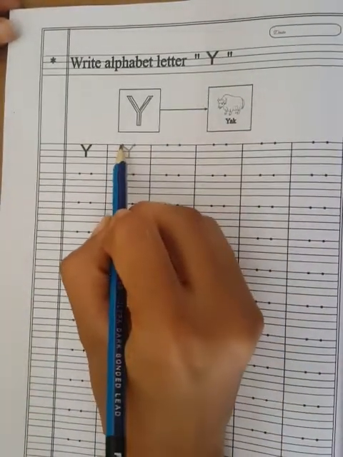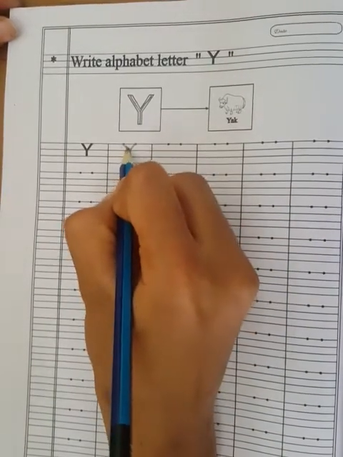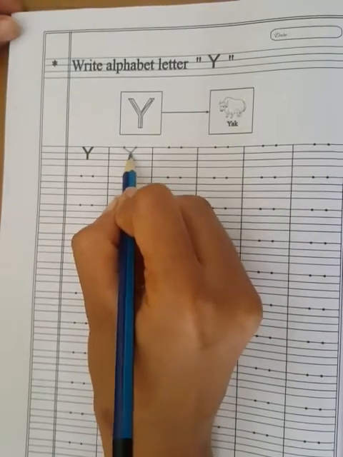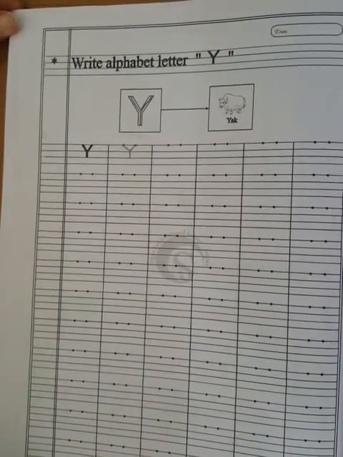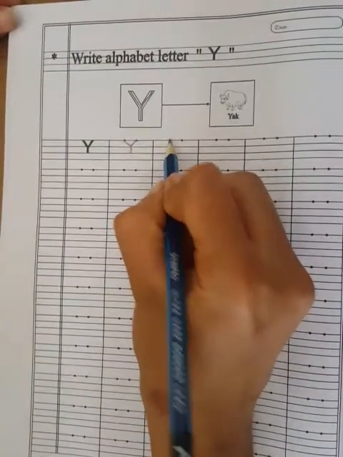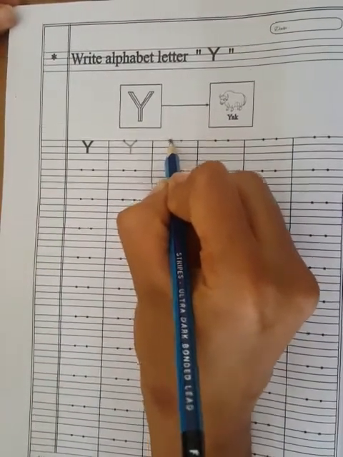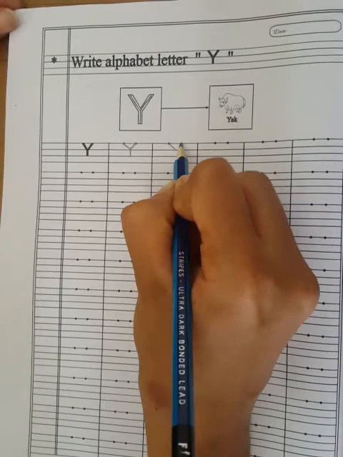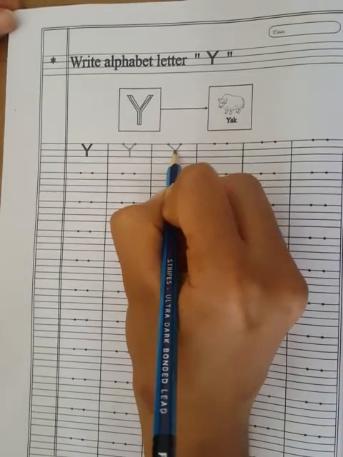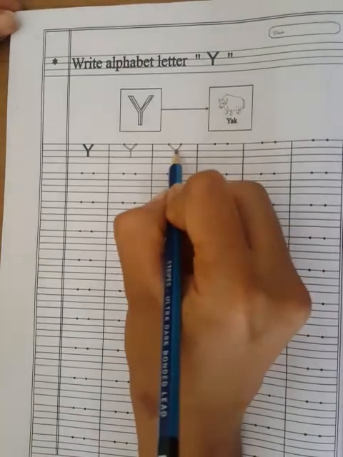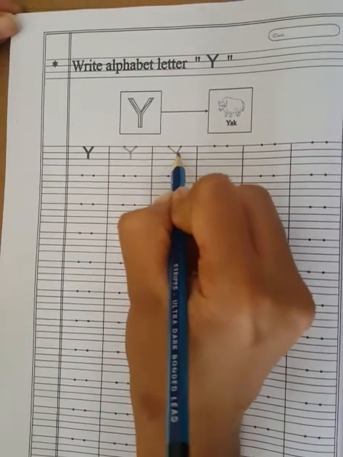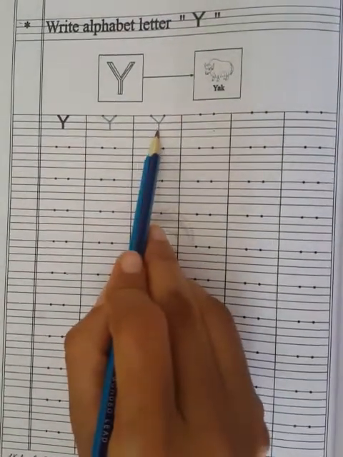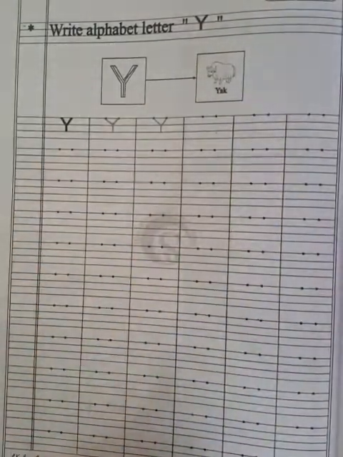See children, first you have to write capital letter V, but small, to the second line only, and then a small standing line to the third line. Are you getting it, children? Let's see again. From the first dot, from the first line, go slant down. Then from the second dot, again go slant down. Join both the slanting lines, and from the down side, second line to third line, draw a small standing line. Capital letter Y. So children, this full page you have to do in your homework.